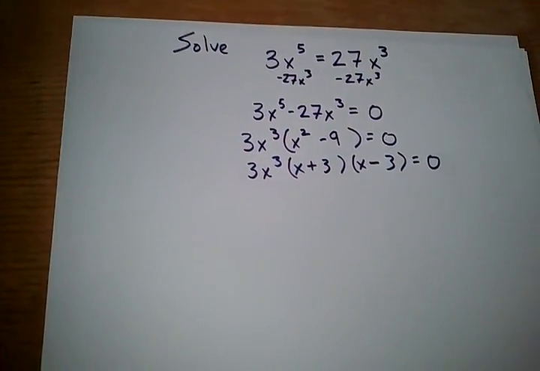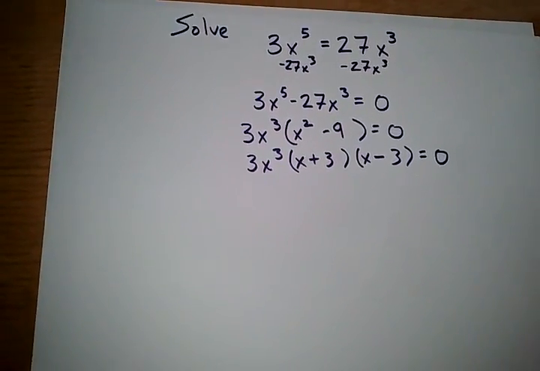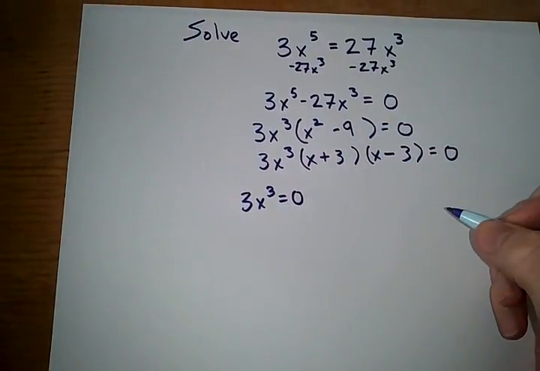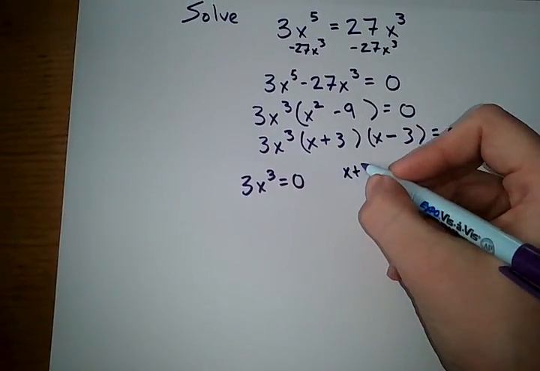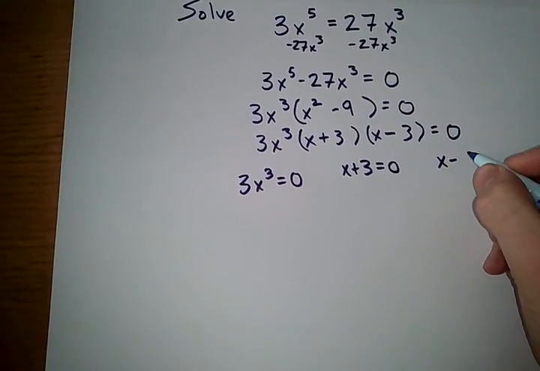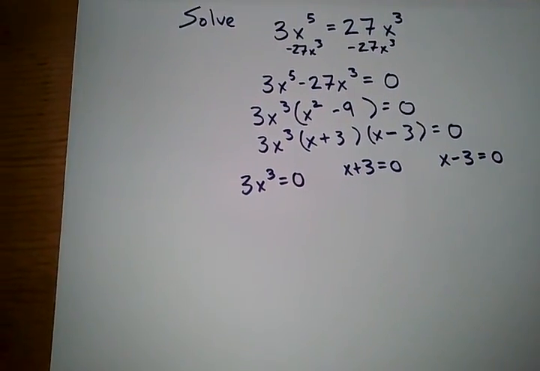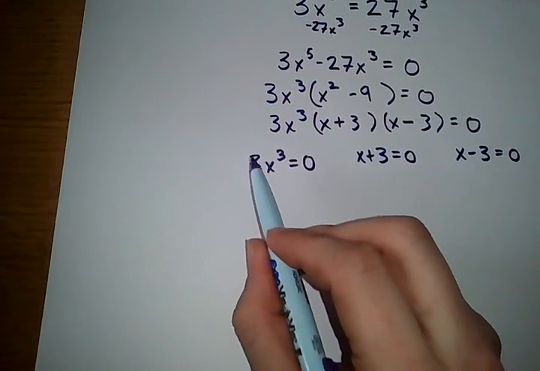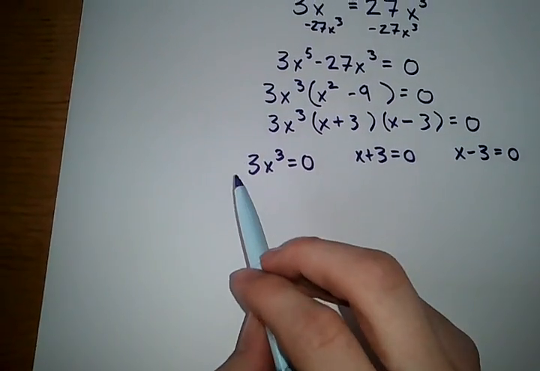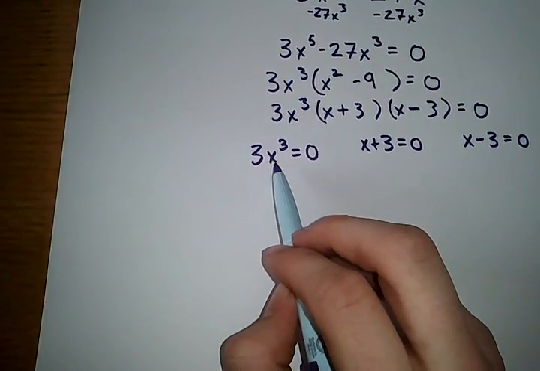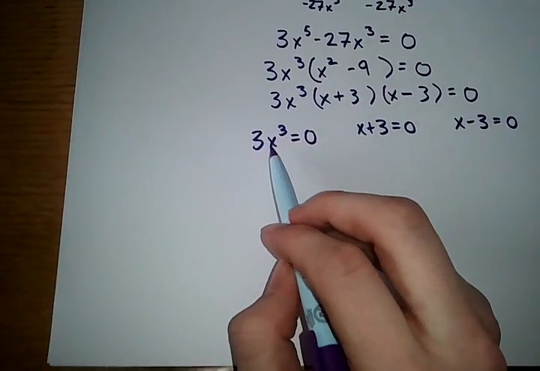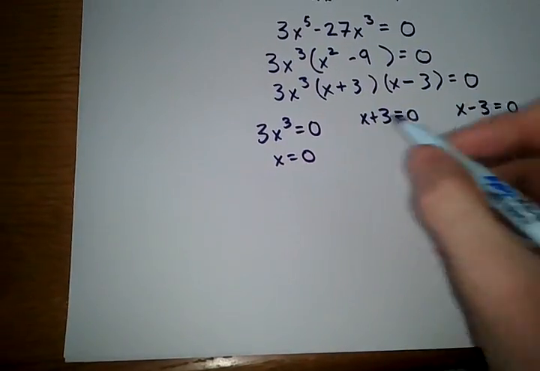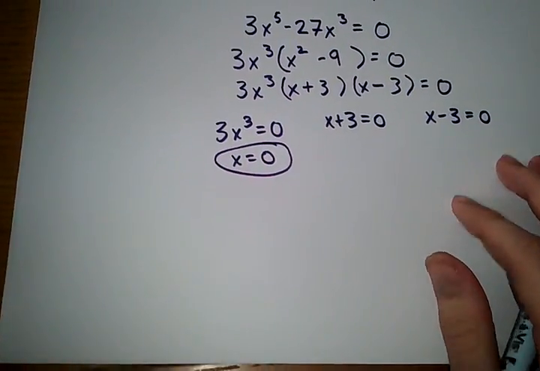Our final step is to set each of these factors equal to 0, solve them respectively. So 3x cubed equals 0, x plus 3 equals 0, and last, x minus 3 equals 0. To solve this, you could divide both sides by 3 and cube root both sides. But let's ask ourselves, 3 times what cubed equals 0? Well, 3 times 0 cubed is equal to 0.